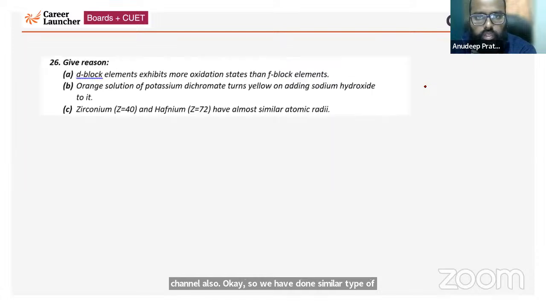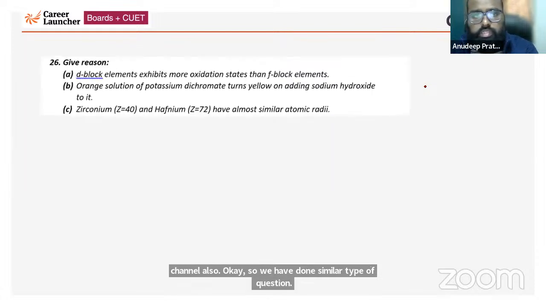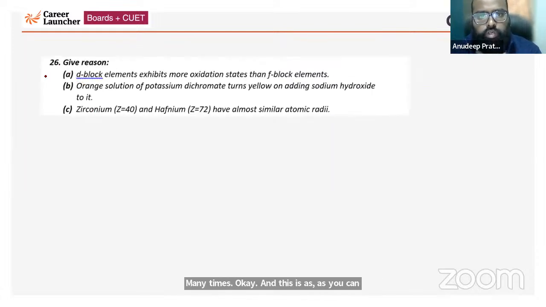And as you can see, the transition elements also we have done properly: how d-block elements exhibit more oxidation states, and why zirconium and hafnium have almost similar radii. That's because of the lanthanide contraction. We have also explained the conversion of potassium dichromate to chromate by adding sodium hydroxide. So all these questions we have done in our mocks and all.